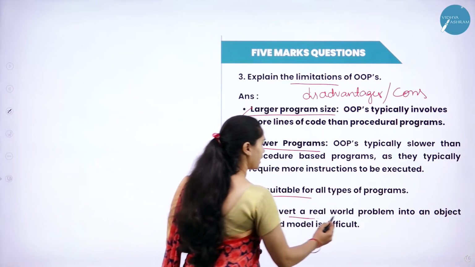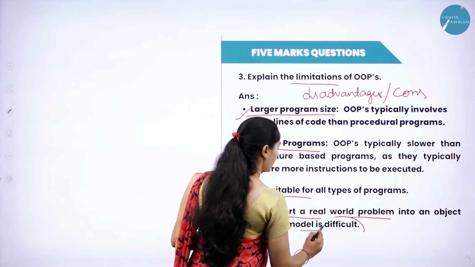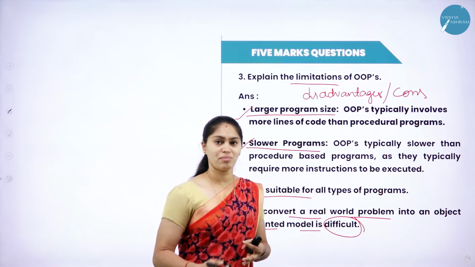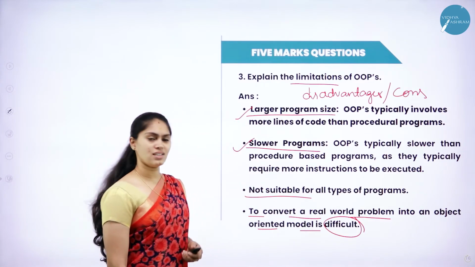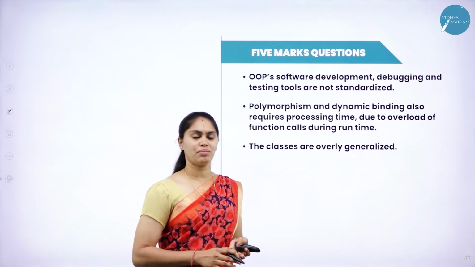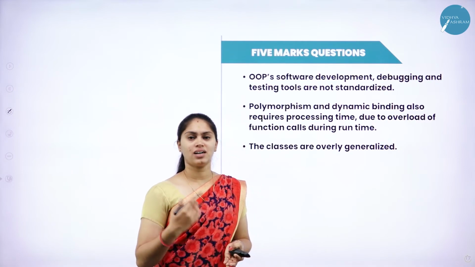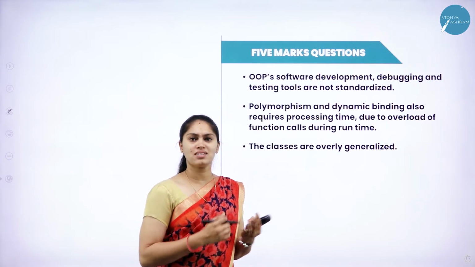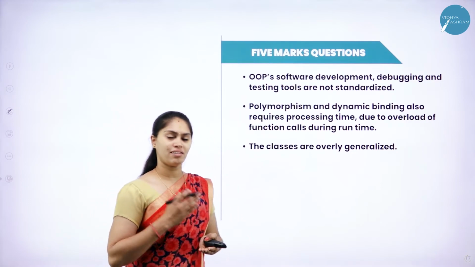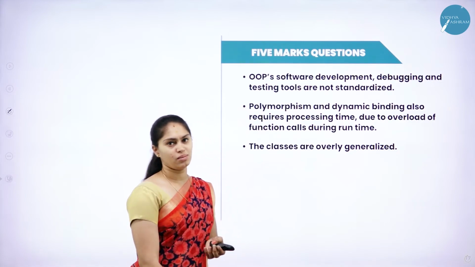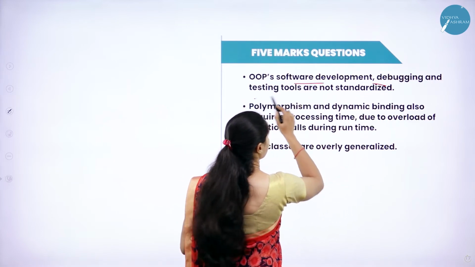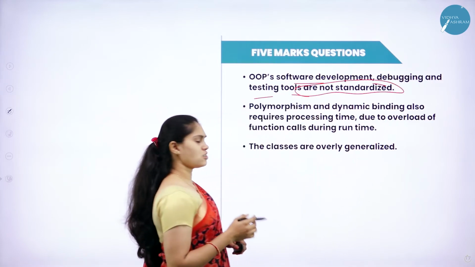And converting a real world problem into an object oriented model is difficult. Whatever I see as a real world object, everything can't be converted into programming with the help of OOP. Somehow that is difficult, and there is no standardization in OOP. That means you can use the concepts however you want. There is no standardization of writing code, developing code or testing code. Somehow that will be considered a disadvantage. And here the development, debugging and testing tools are not at all standardized. That is also one of the disadvantages.